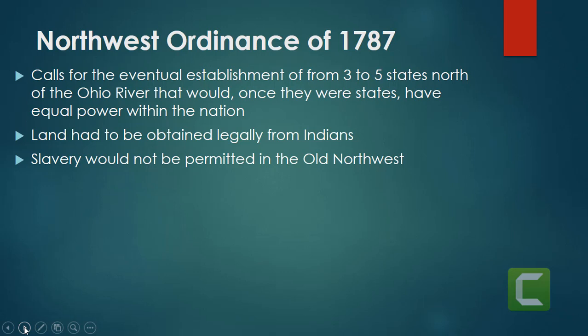And perhaps most importantly for the long term, Northwest Ordinance of 1787 also says that slavery would not be permitted in the Old Northwest. So as it goes from being a territory to being anywhere from 3 to 5 states, they will be free states. They will be states where slavery is not allowed. And basically, that's going to add further fuel to this emerging sectional split we've already seen, where increasingly northern states are going to be free states and southern states are going to be slave states.